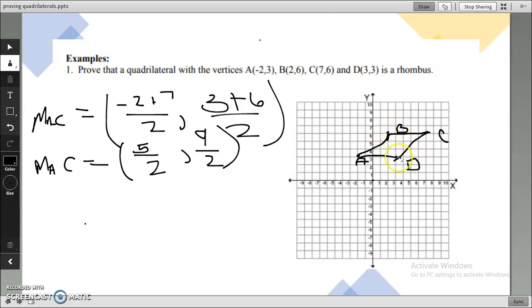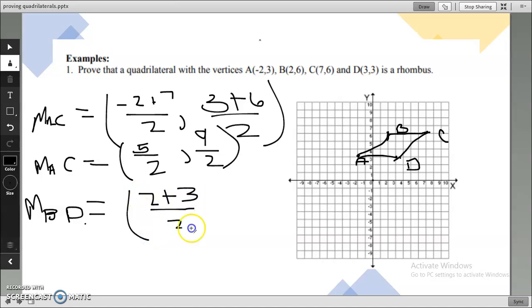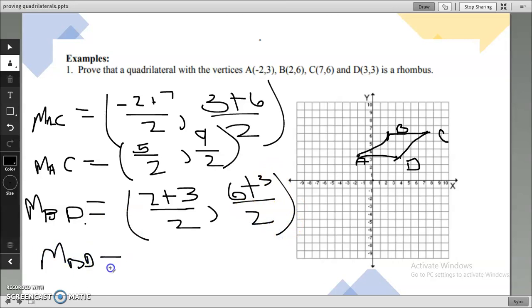And I'm just going to show B and D are, in fact, the same midpoints as well. And so for my x values, I have 2 plus 3 divided by 2. And for my y values, I have 6 plus 3 divided by 2. And looks like I am going to, in fact, get the same. I get 5 over 2 and 9 over 2. So they have the same exact midpoint at 5 over 2 and 9 over 2. So it's a parallelogram. So now I can go on and prove that it's a rhombus.